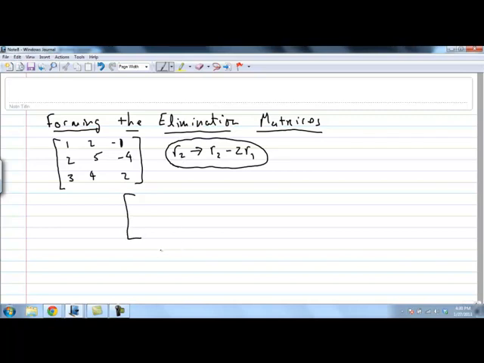The matrix that we're going to multiply A by on the left, we will call E21. And the reason we call it E21 is because it is the elimination matrix E that is eliminating the 2-1 position. This position right here, row 2, column 1, in the A matrix. Now remember, we're multiplying on the left.